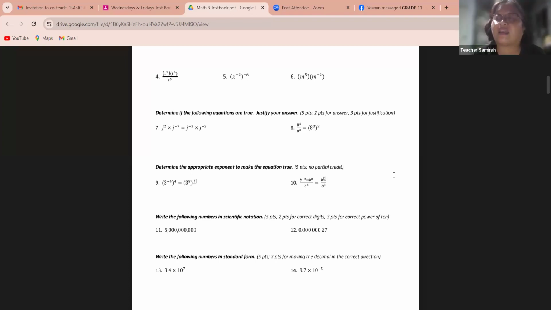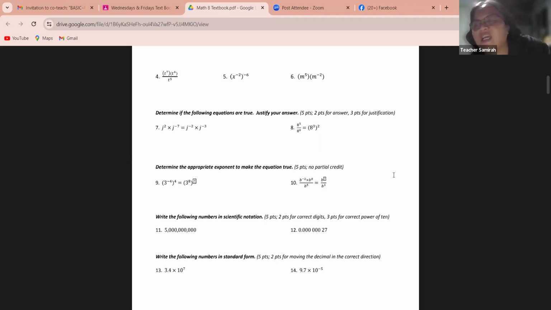Okay. How about number 8? Look at number 8. Do you think 8 raised to the power of 5 divided by 8 raised to the power of 0 is equal to the quantity 8 raised to the power of 3, raised to the power of 2? What do you think? Is it the same or is it different? Try to solve first the left equation. 8 raised to 5 divided by 8 raised to 0. What will be your answer?